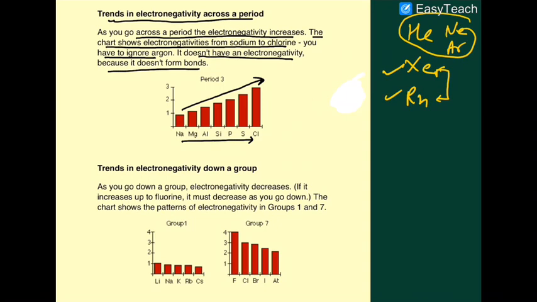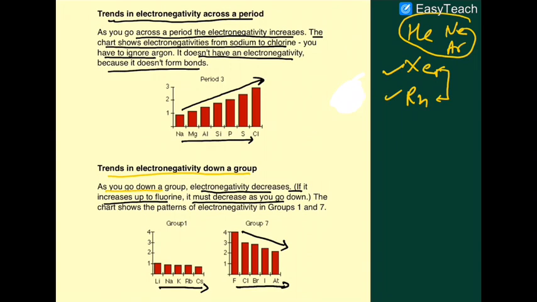So what can we say about trends in electronegativity of the group? As we move down the group, electronegativity decreases. If it increases up to fluorine, then it decreases as we go down. So you can easily see that. From lithium to cesium, there is a gradual decrease. From fluorine to astatine, there is a gradual decrease. So there is a decrease in group 17, that is the halogens. So there is a gradual decrease down the group, and there is a gradual increase across the period.